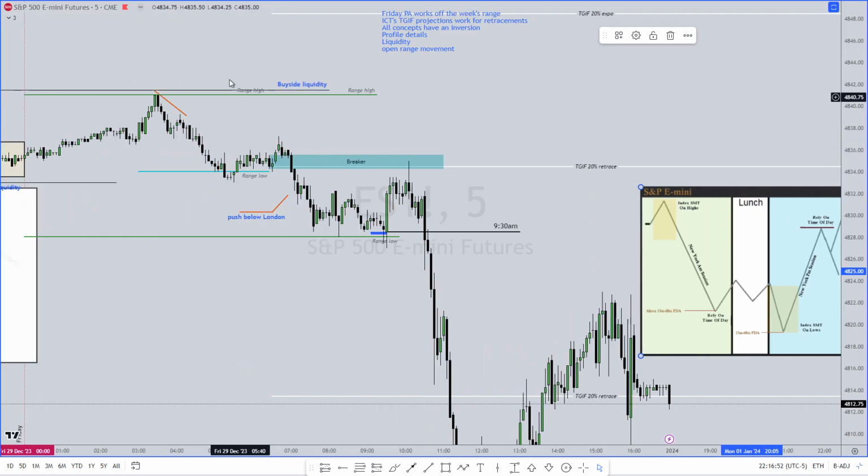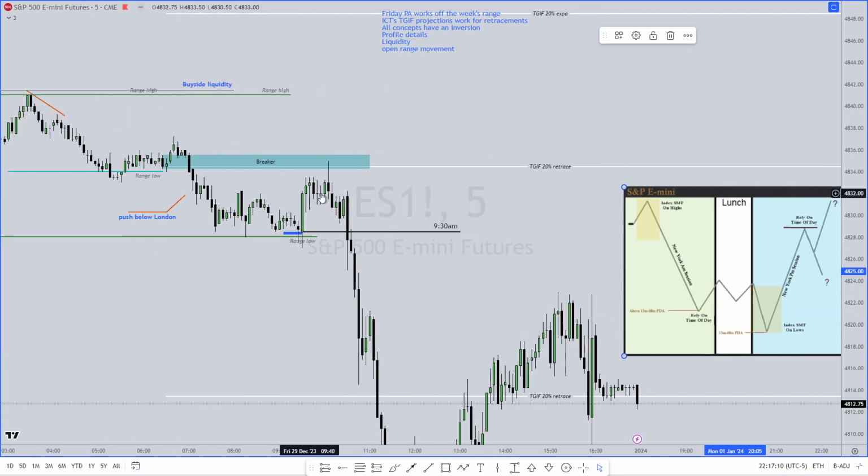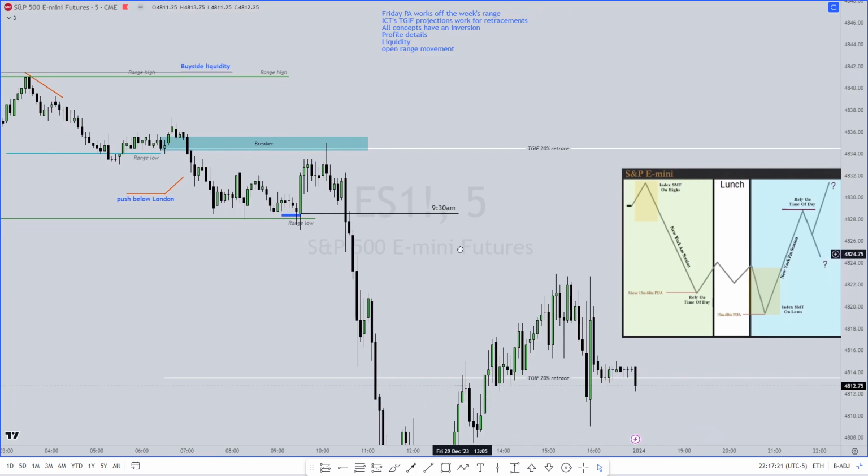But we know that we've inverted on the TGIF retrace. We came to it, we broke it. We're going to return to it simply to continue the London move, because this is a London protraction which will continue bearish through the AM session of New York up until noon. We are back into a fair value gap, back into a breaker, back into the TGIF 20% retrace. We're not expanding higher. It means we're going to expand lower.